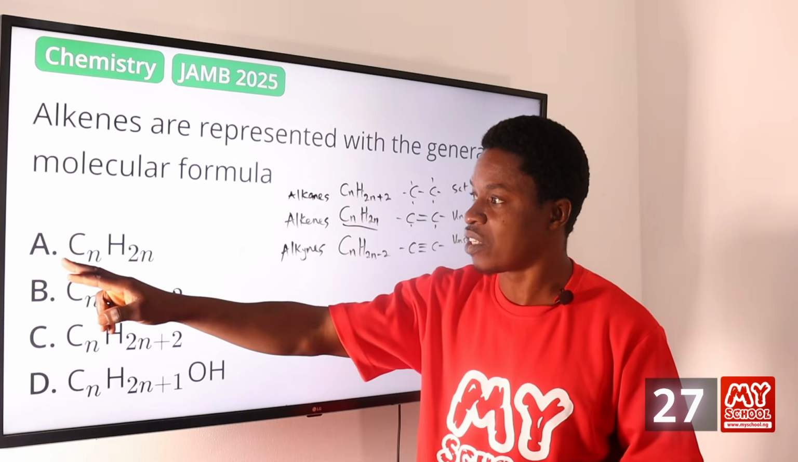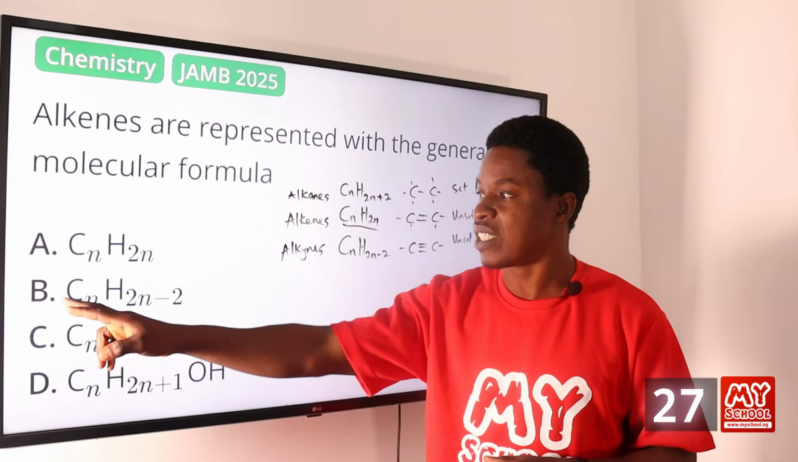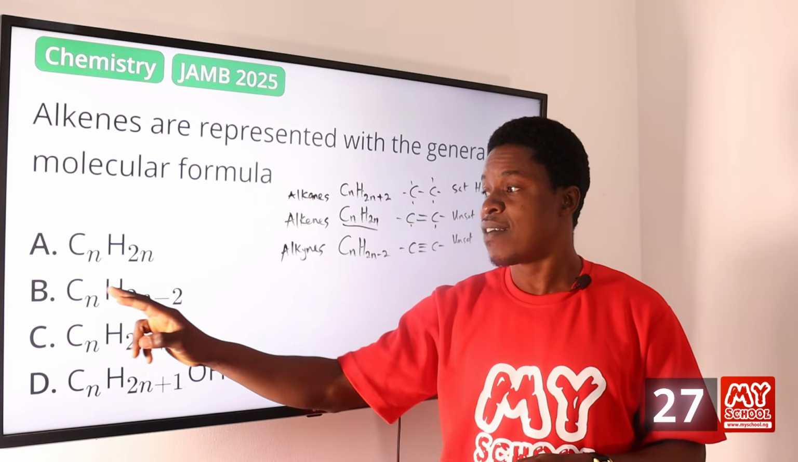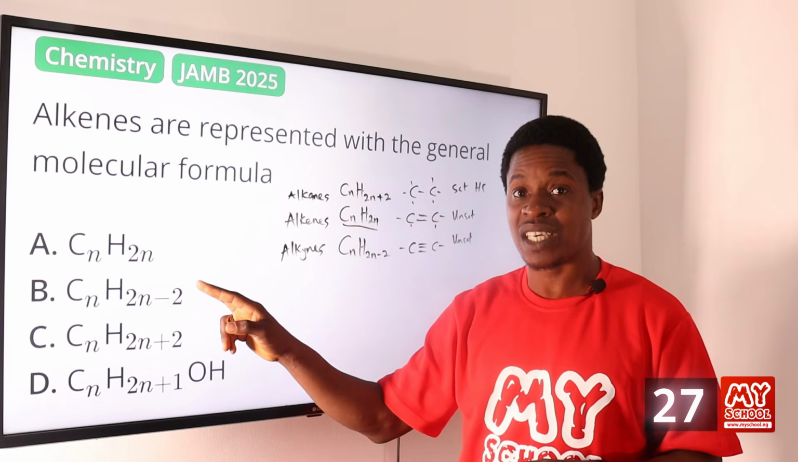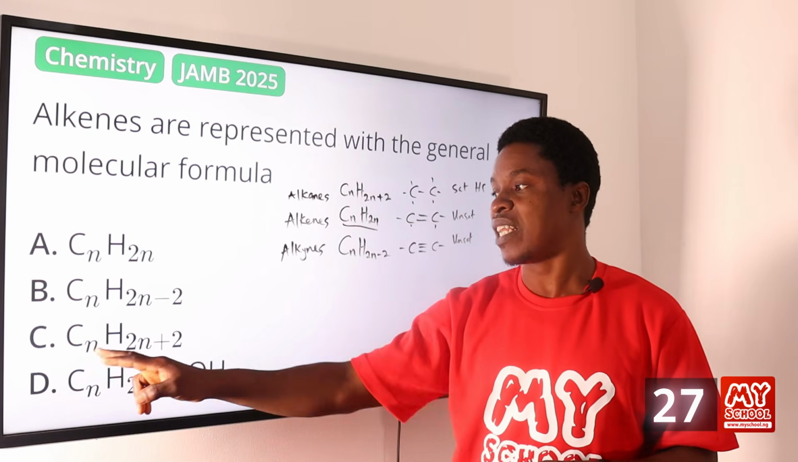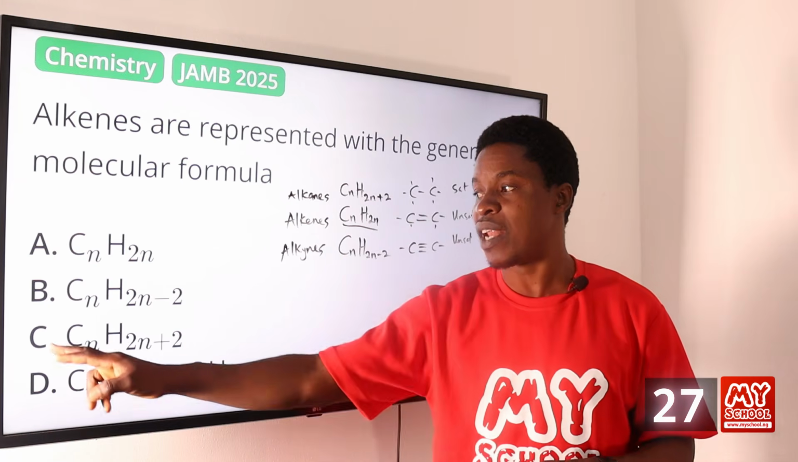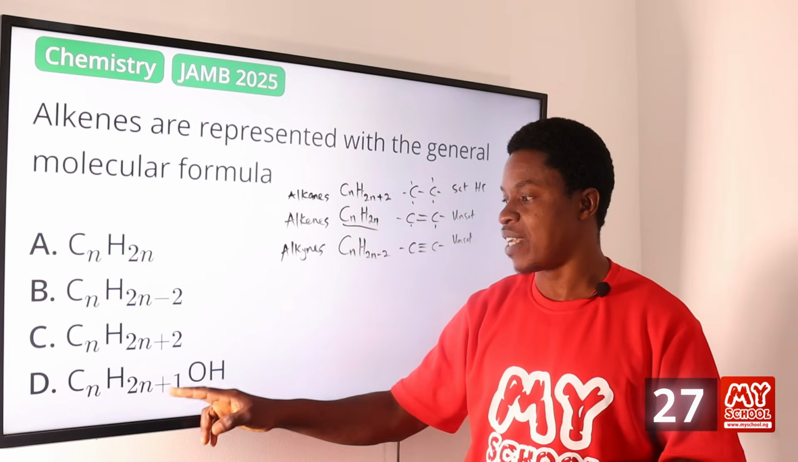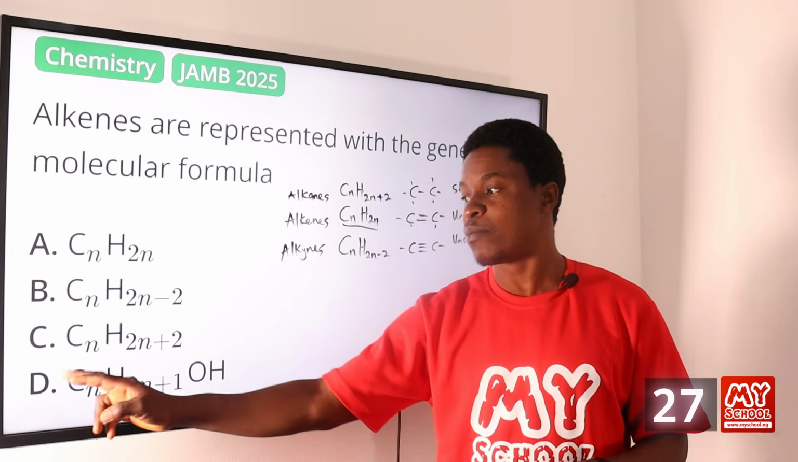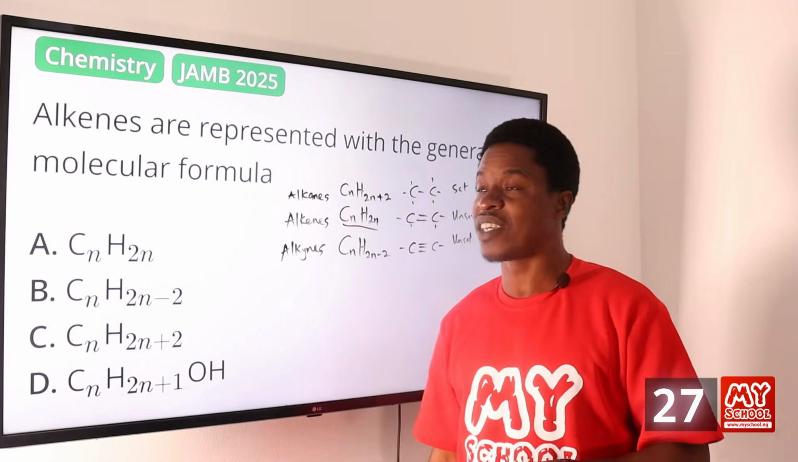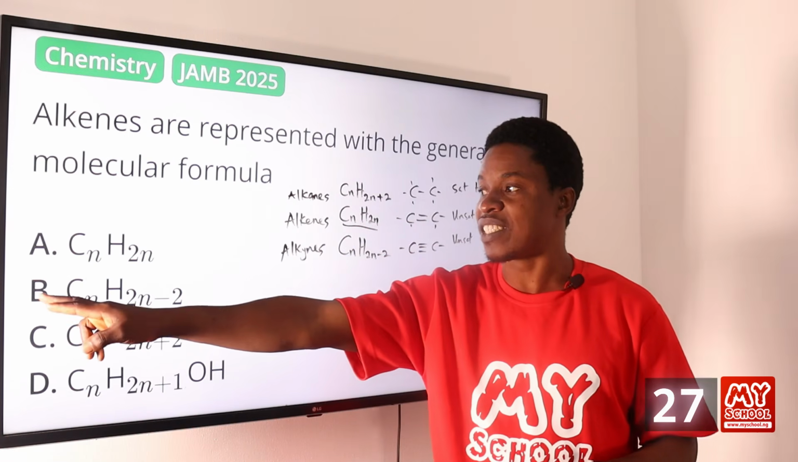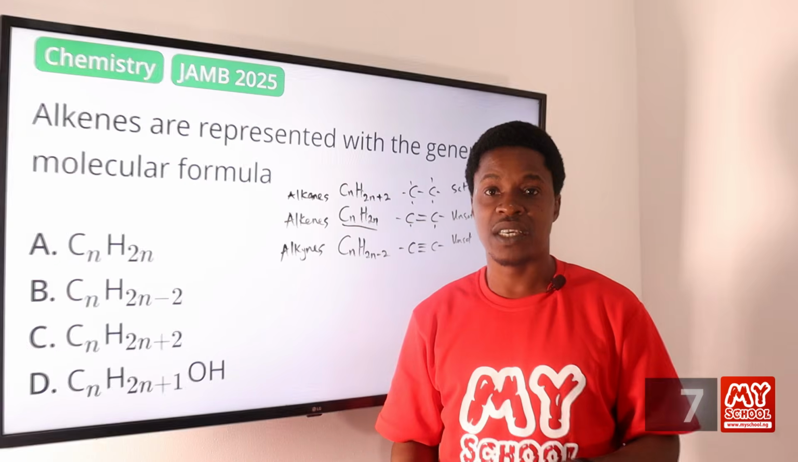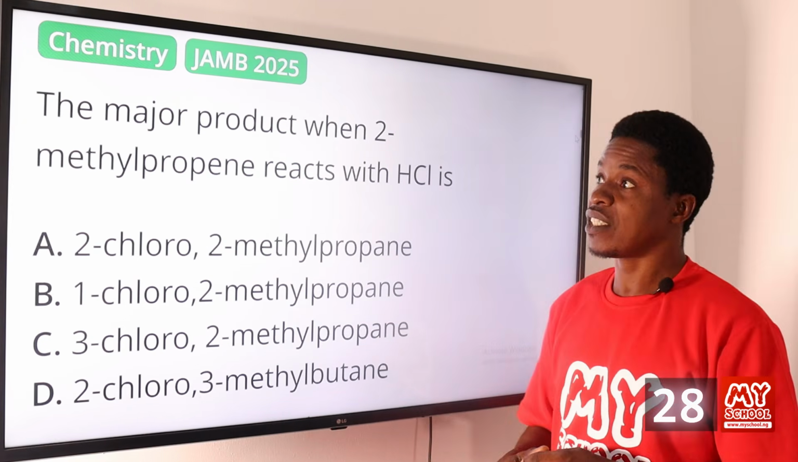So you can see that option A says CnH2n, option B says CnH2n minus 2. This is the general molecular formula for the alkynes, the carbon-carbon triple bond, and then we have CnH2n plus 2. That's the general formula for the alkanes. While CnH2n plus 1 OH is the general molecular formula for the alkanols, okay. We're asked for the alkenes, so the correct answer is option A, CnH2n. Now let's move on to question number 28.